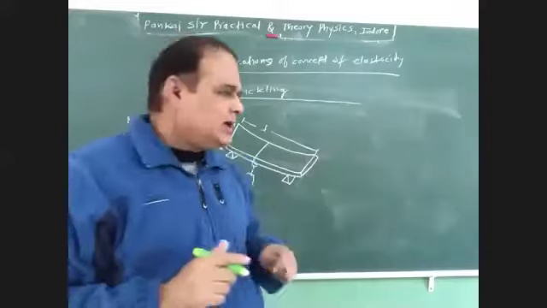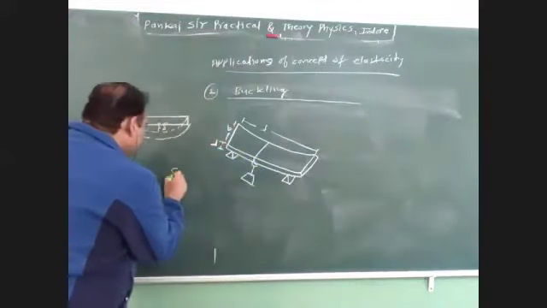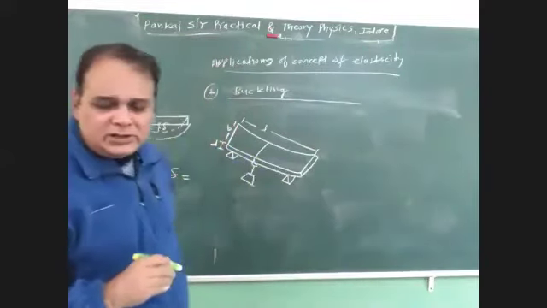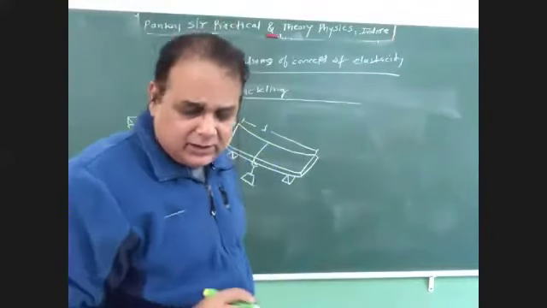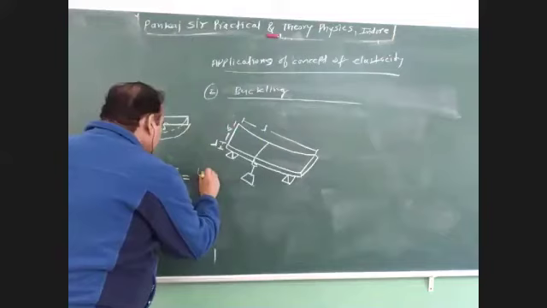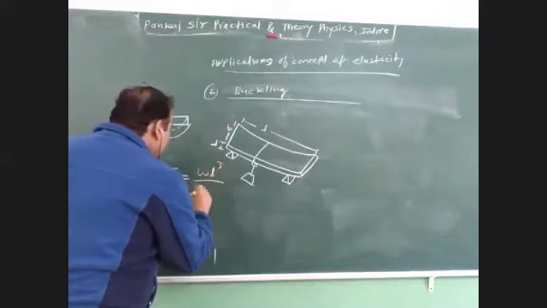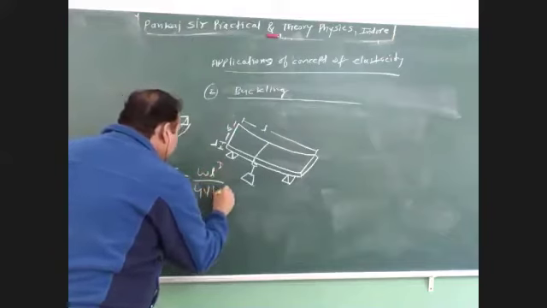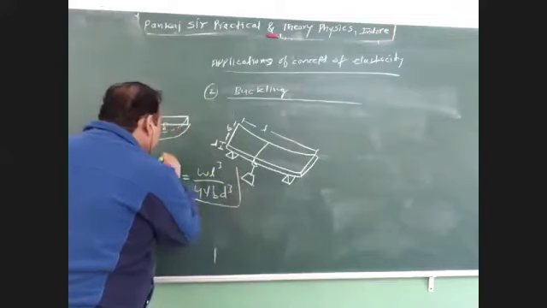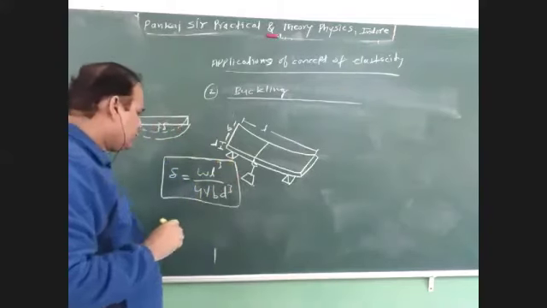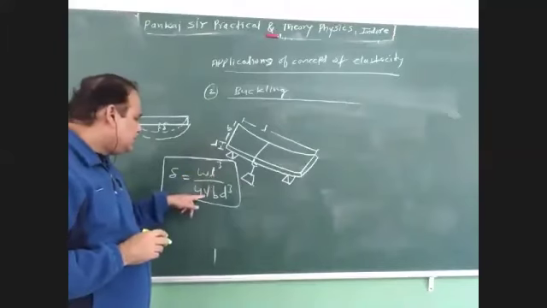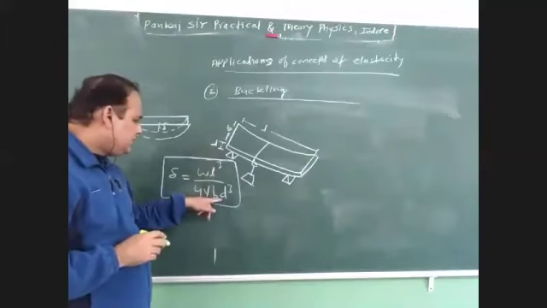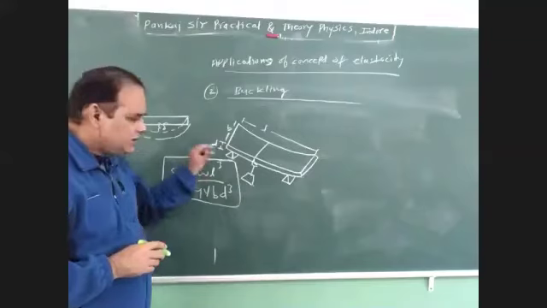This delta is the depression, and delta is given by, you can write it if you want, delta is given by WL cube upon 4Y B D cube. W means weight, L means length, Y is Young's modulus, B is breadth and D is depth.